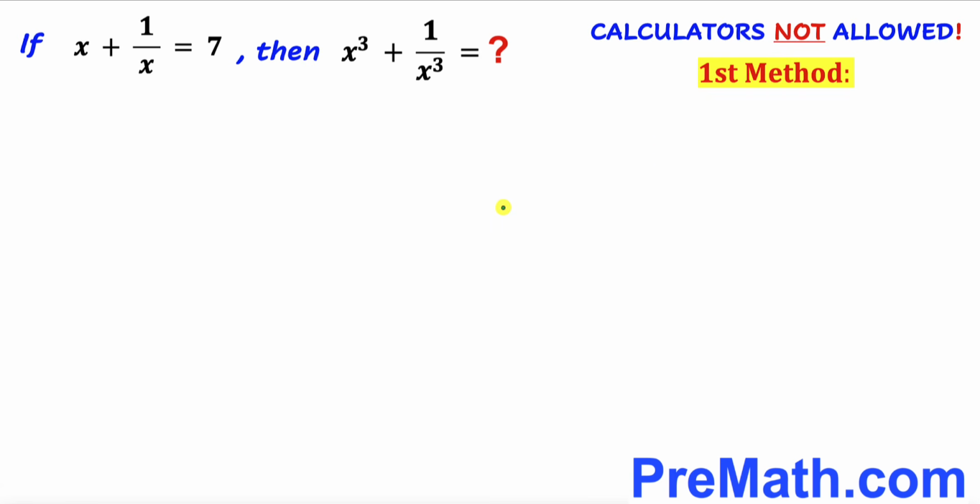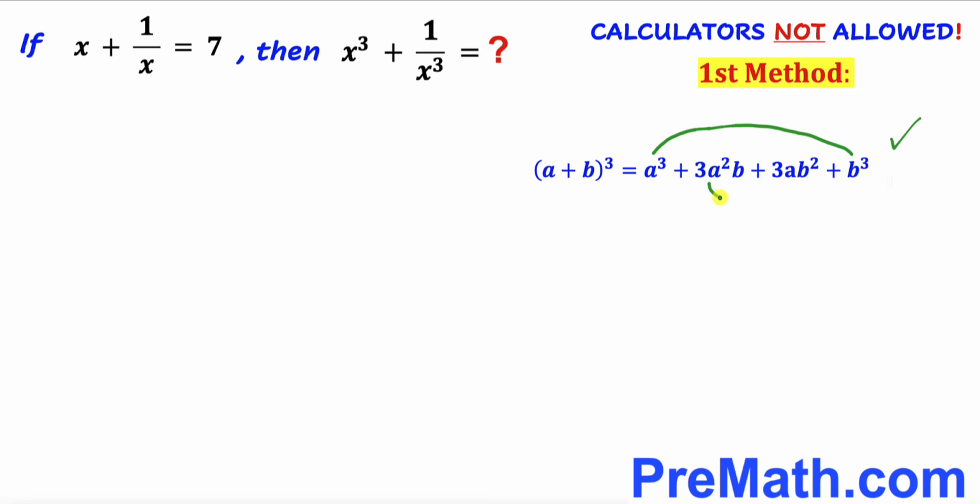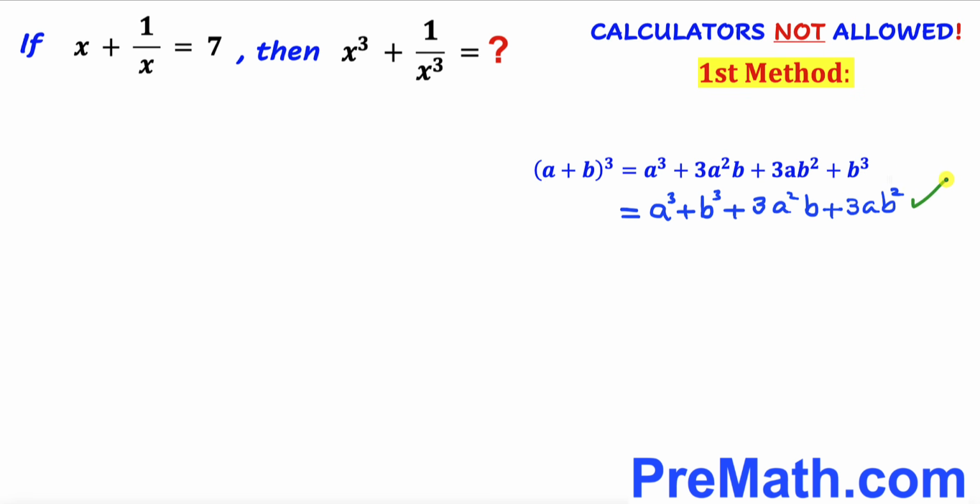And here's our very first step. Let's look at x power 3 plus 1 divided by x power 3. In other words, we are dealing with power 3. So therefore, let's recall this famous identity. A plus b whole power 3 could be written as a power 3 plus 3a square b plus 3ab square plus b power 3. And now we are going to rearrange these terms. I'm going to put a power 3 and b power 3 together, and likewise 3a square b and 3ab square, as you can see in this next step.